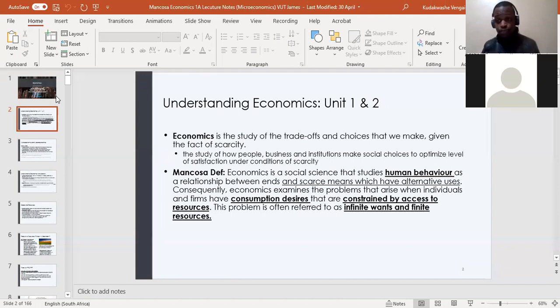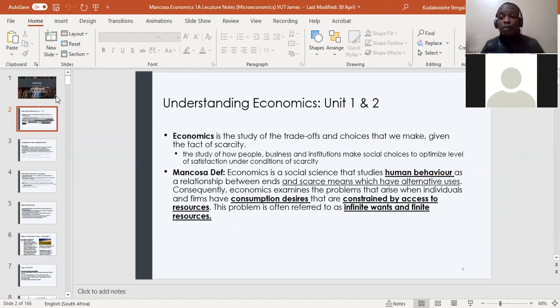But us as people, our wants and our needs are not limited. They are unlimited. I, for example, would like to drive an Audi. I would like to drive a Benz. I would like to drive a BMW. In addition to driving those cars, I would want a house in Sandton. I would want a house in Durban by the sea. In addition to that, I would want a lot of different things. Therefore, the resources that are available will never match the needs and wants that we have as people.